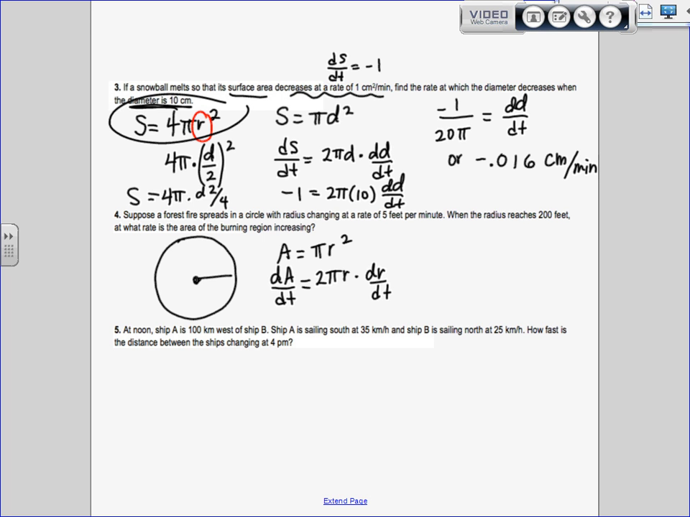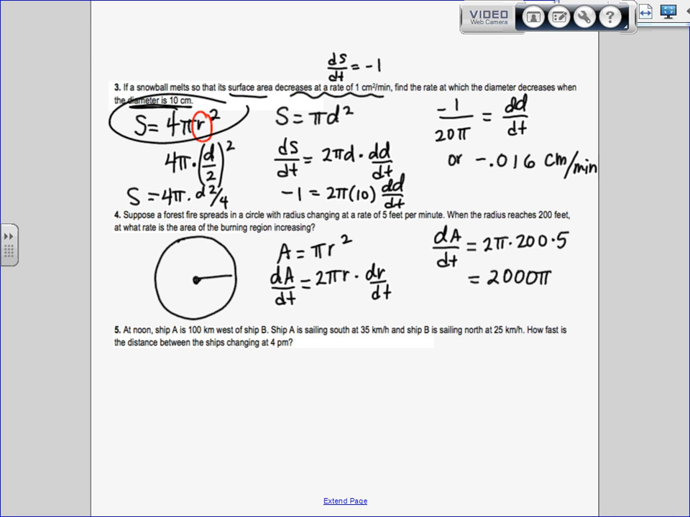So we get dA over dt is equal to 2 pi times 200 feet times dr over dt, which is 5 feet per minute. You're increasing 5 feet every minute. So you just multiply it out. So 2,000 pi.